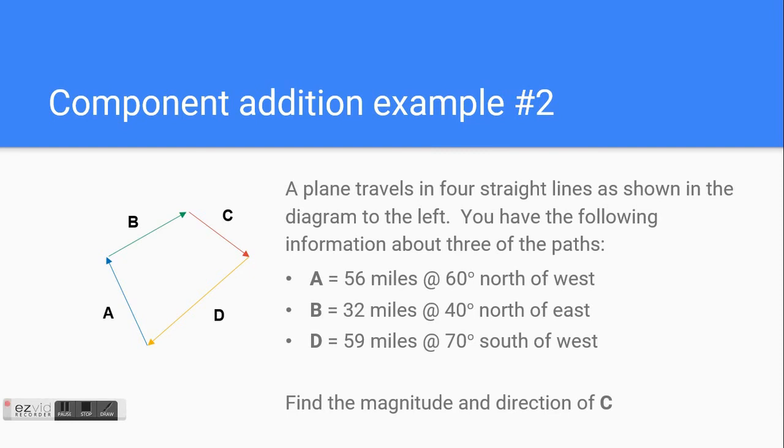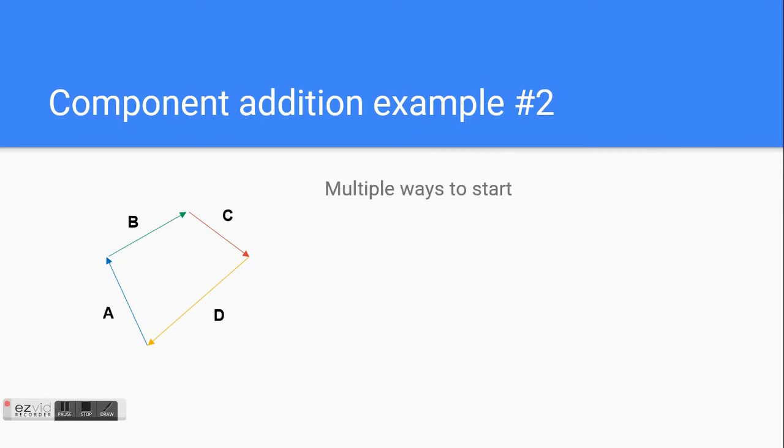One thing to point out about the total displacement here, if you go A, B, C, D, you end up where you started in this diagram. If you end up where you started, the total displacement is 0. If I add A plus B plus C plus D, I should end up with 0. Now there are multiple ways to start this. That's probably the easiest way to start this.